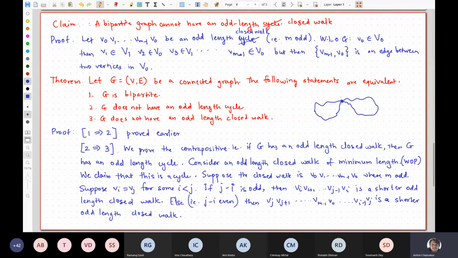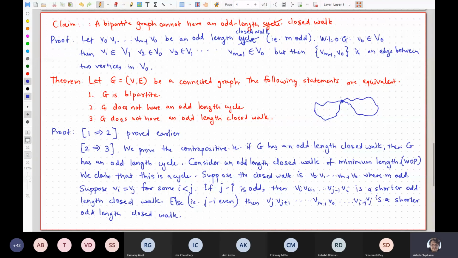Okay, raise your hand if you are not with me up to this point. Okay, cool, everybody is with me. Right, so therefore you have 2 implies 3. If the graph does not have an odd length cycle, then the graph does not have an odd length closed walk. So now how do you prove 3 implies 1?